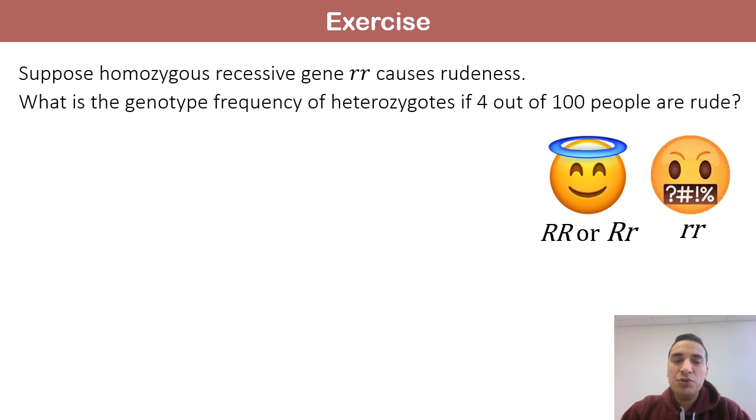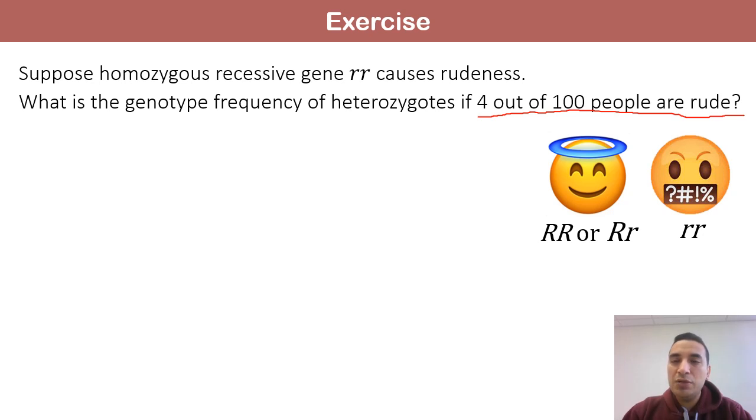So what is the genotype frequency of heterozygotes if 4 out of 100 people are rude? Okay, this is what we know. We know that 4 out of 100 people are rude. Now we can calculate all the genotype frequencies. Okay, let's see how that actually works. So what do we know?